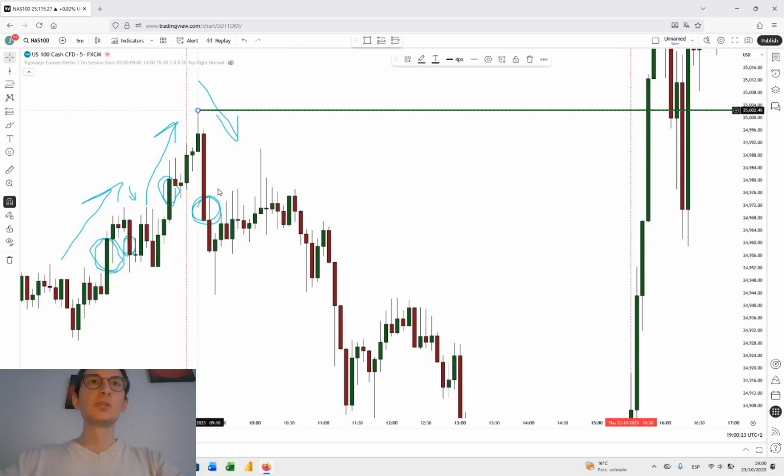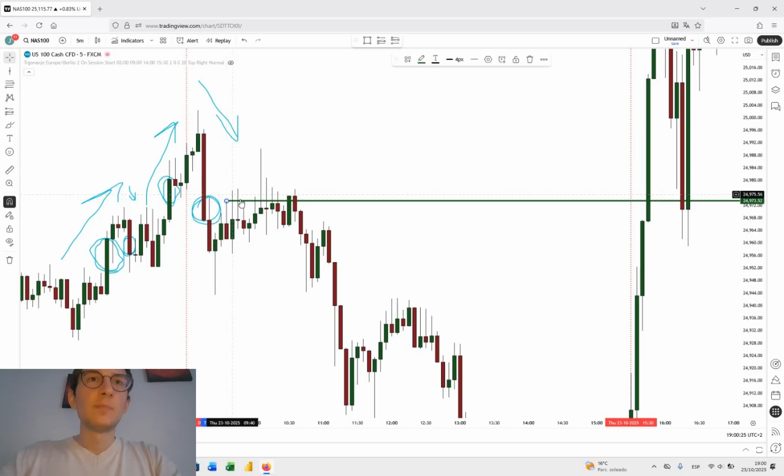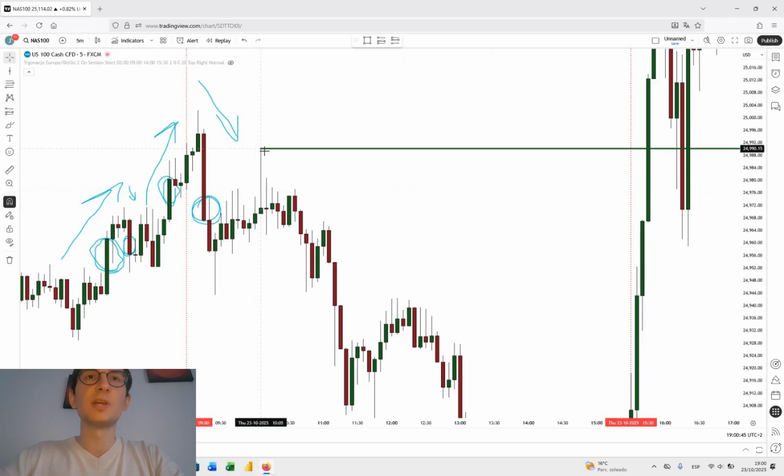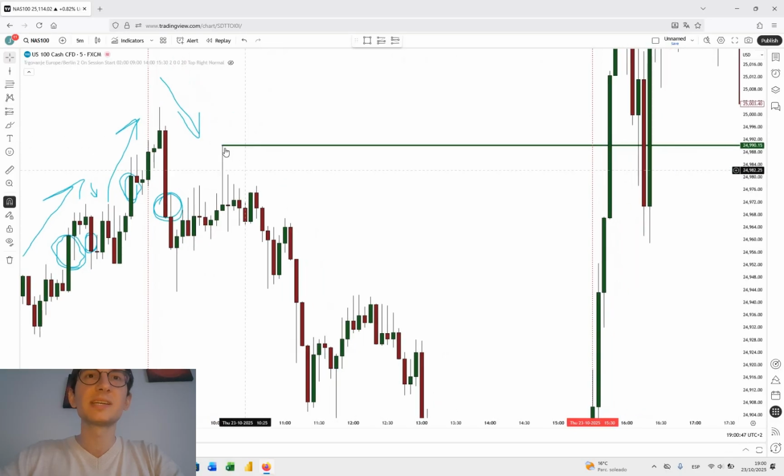So now we are going down, up, down. We are here. Look, all of those, even though we moved above this high, we still haven't closed. We are still not breaking the structure. Why? Because we haven't closed. Up, down. Look here, a massive move up and a little bit of a move down. So now we have to close here.